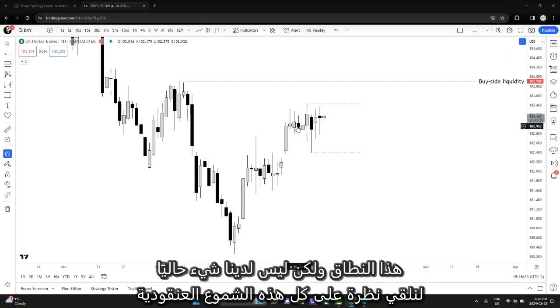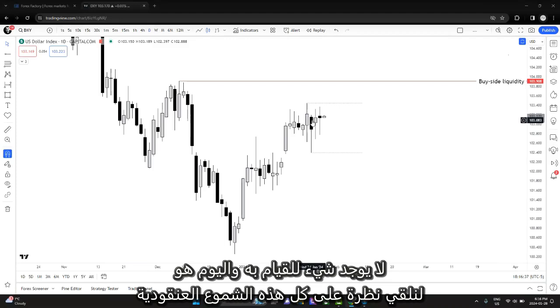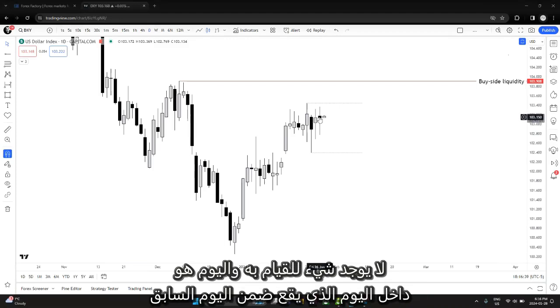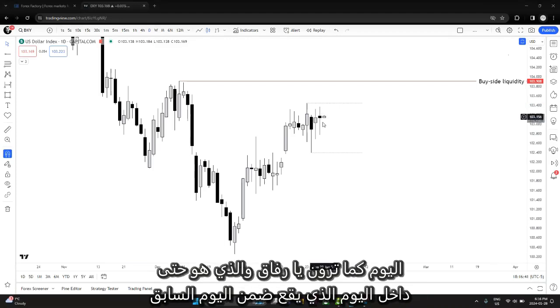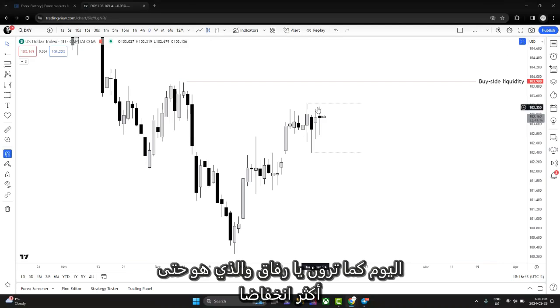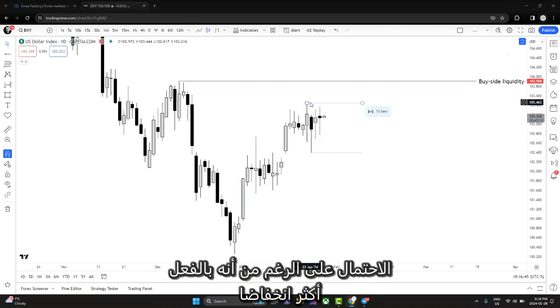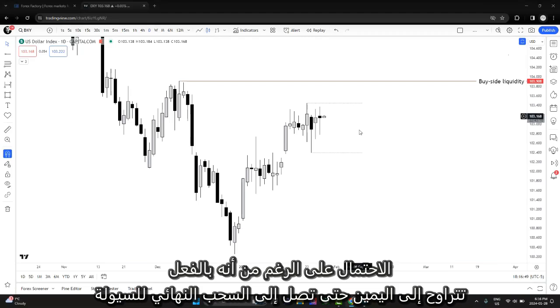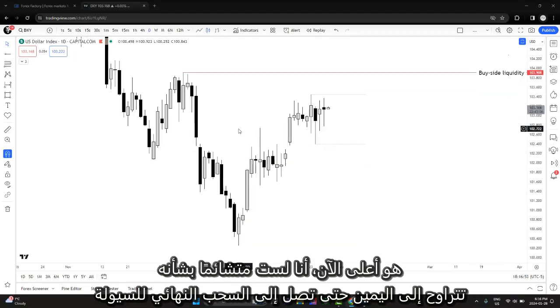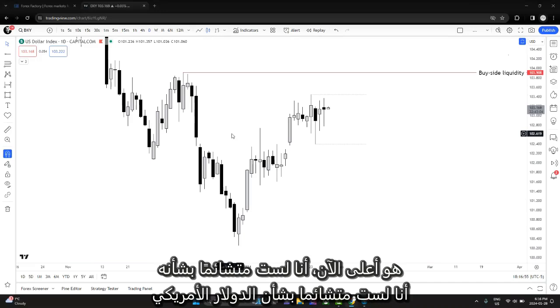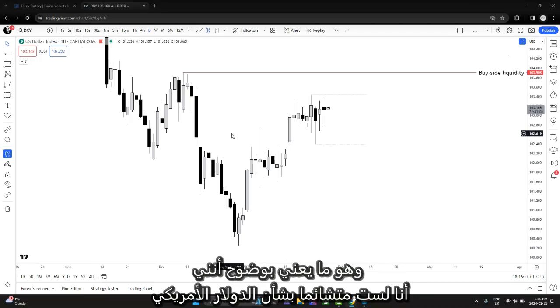Look at all these cluster candles, right? Nothing to do. And today's an inside day, which is within the previous day, as you guys can see, which is even more low probability, and it's already ranging, right? So ultimate draw on liquidity is above. Right now, I am not bearish on the US dollar. I'm not bearish on DXY, which obviously means that I'm bullish, right?